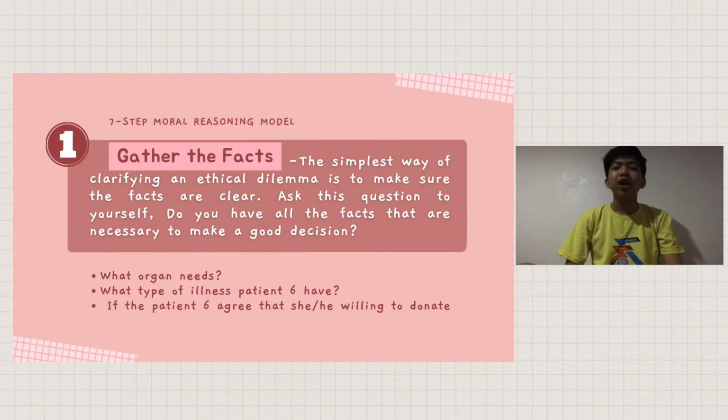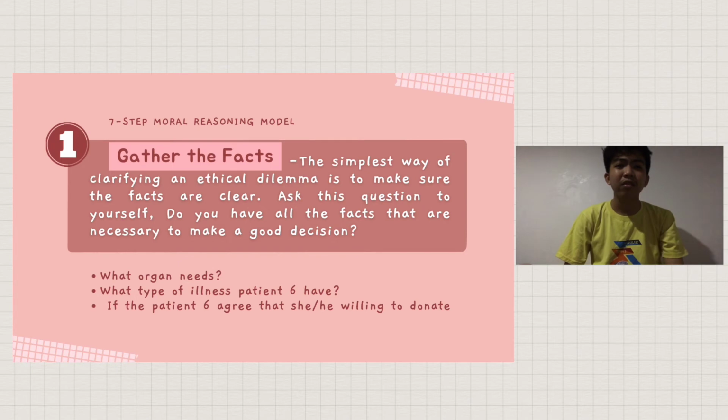First step, gather the facts. The simplest way of clarifying an ethical dilemma is to make sure the facts are clear. Ask this question to yourself: do you have all the facts that are necessary to make a good decision? For example, what organ is needed? What type of illness does patient 6 have?